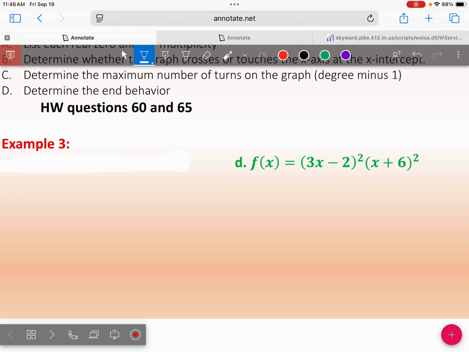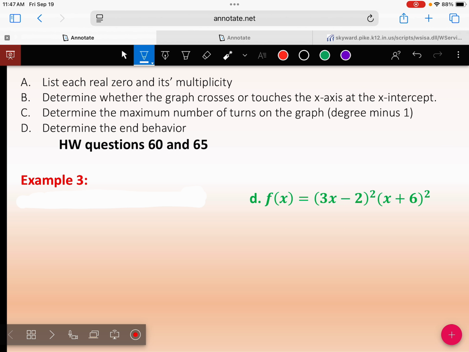So picking up where we left off yesterday, first thing we need to do is to find each real zero and its multiplicity. How do we find our real zeros yesterday? What did we do?